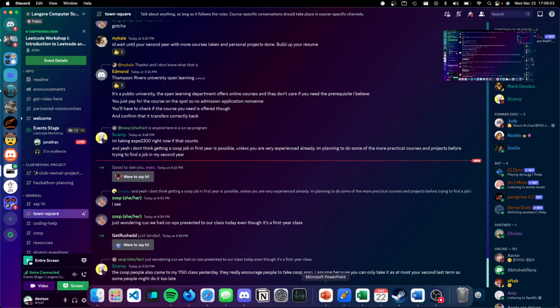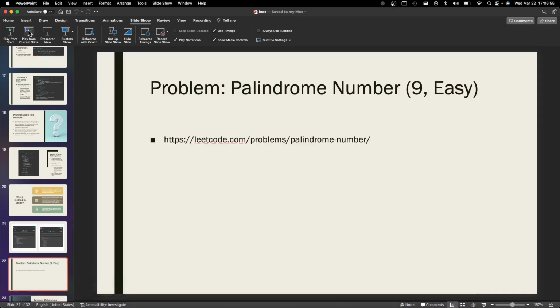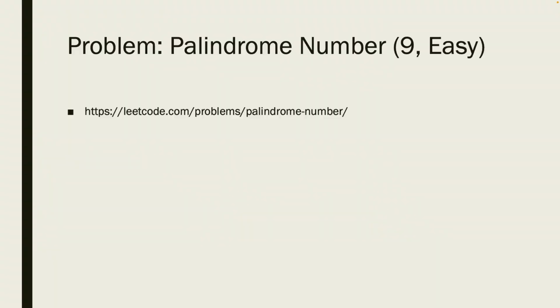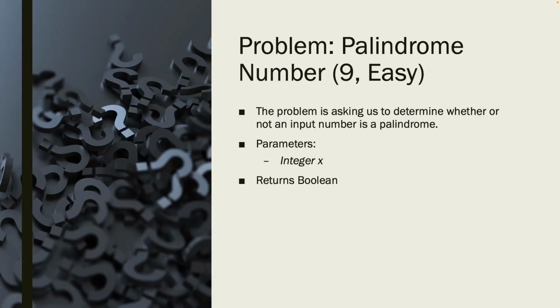All right. So I'm hoping you guys have had enough time to discuss or think about the problem. This is another problem that would be considered relatively easy. This problem is asking us to determine whether or not an input number is a palindrome. Our parameter is integer x, and it returns a Boolean.